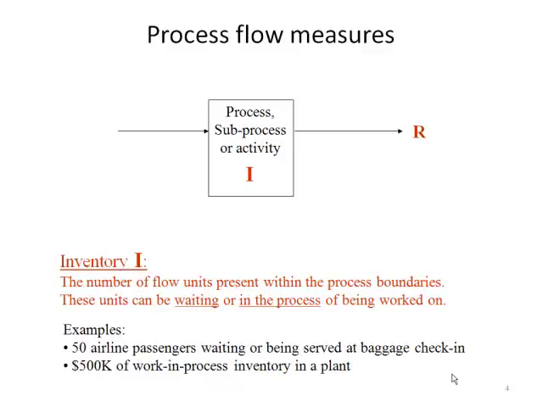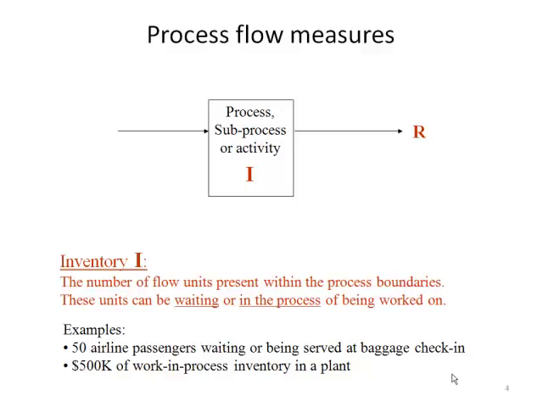The other measure we're interested in is inventory. And this represents the number of flow units present within the process boundaries. And those units can be waiting or in the process of being worked on. A good example of this is, think about when you walk into the airport and you see passengers at the baggage check-in area. Some of them are waiting, some of them are at the self-service kiosks, other people are actually working with an attendant to get their bags checked. Regardless of what they're doing, all those airline passengers are considered inventory of that sub-process.